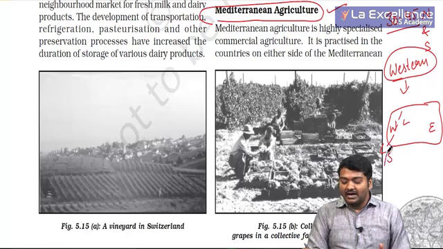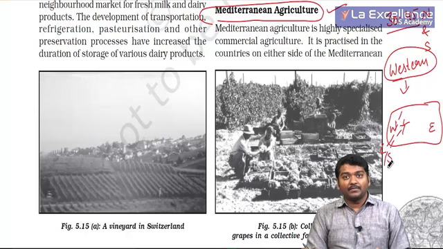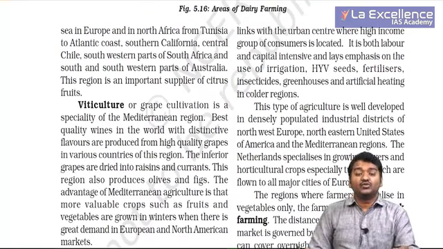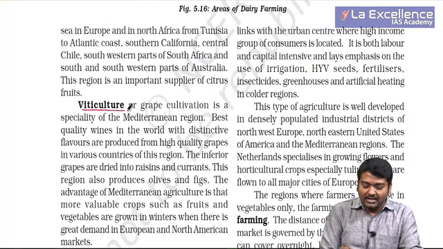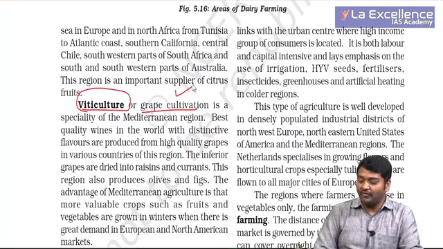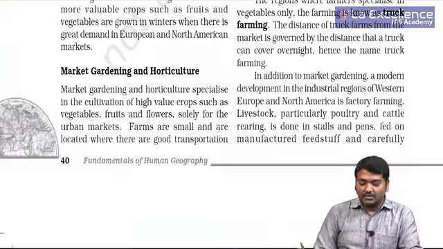In winters and other seasons, rain comes like this, that is, winds are moving from sea to land. So they give heavy rainfall. Winter rainfall is usually seen, and this is called viticulture or grape cultivation, which is very good whenever you get rainfall in winter. This is what we need to see.